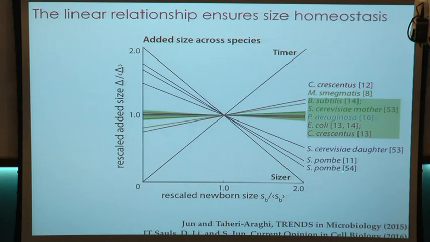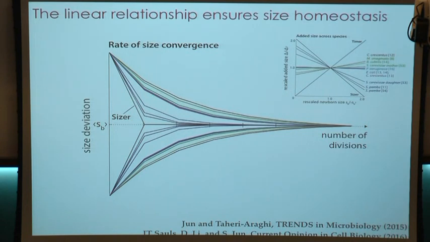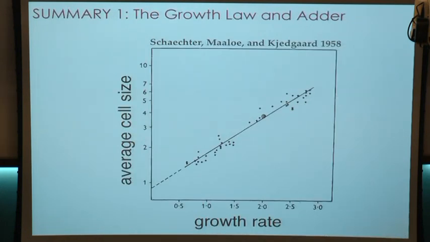And if you look at the mammalian cells, which are not shown here, mammalian cells or most yeast cells behave like a sizer. So convergence should be faster, just like I say here. The sizer would converge to the target size after one division, and the adders will follow the geometric series.